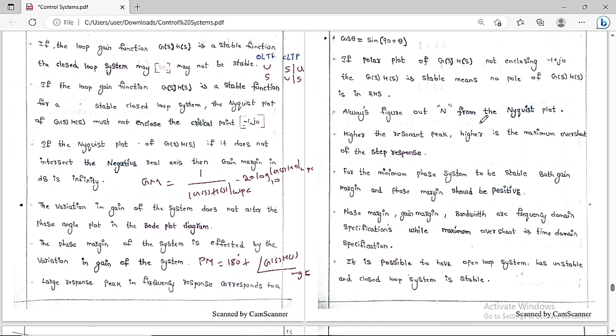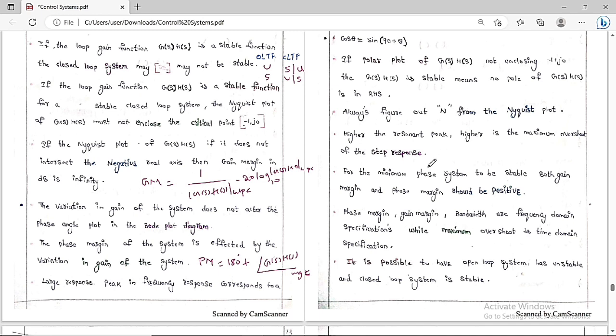The P value we are going to get from the open loop transfer function. The Z value we are going to get from the Routh-Hurwitz criterion. Then the N value we are going to get from this equation, N is equal to P minus Z. So this one you always have to keep in your mind.